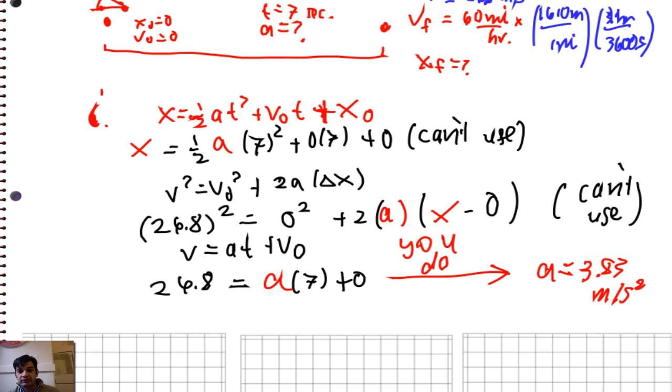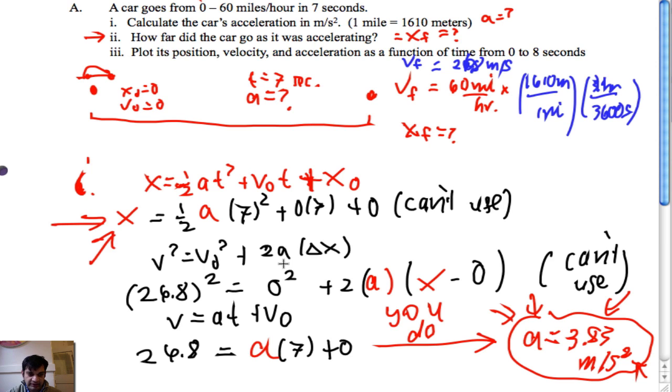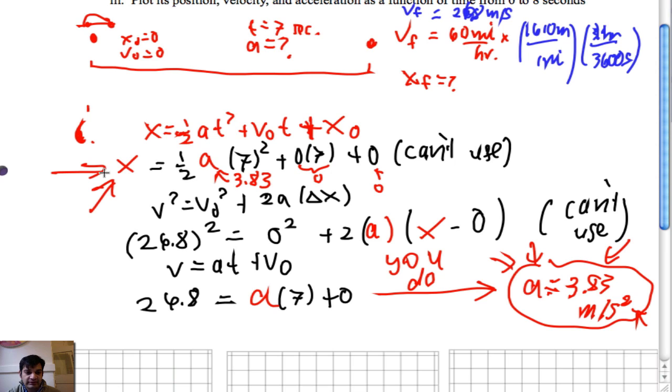Now here's what we can do, because when we read part 2, it says how far did the car go while it was accelerating. You can take this acceleration here and plug it into this formula right here. So for A, we're going to plug in 3.83. This ends up being 0, and we multiply it out. This is 0.